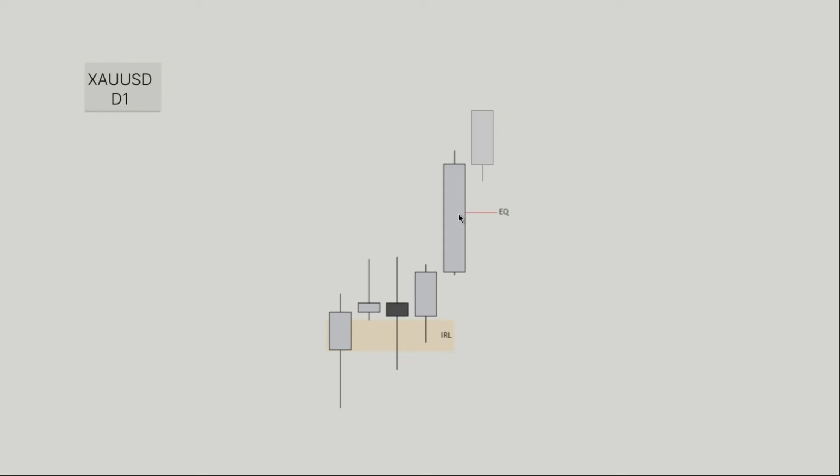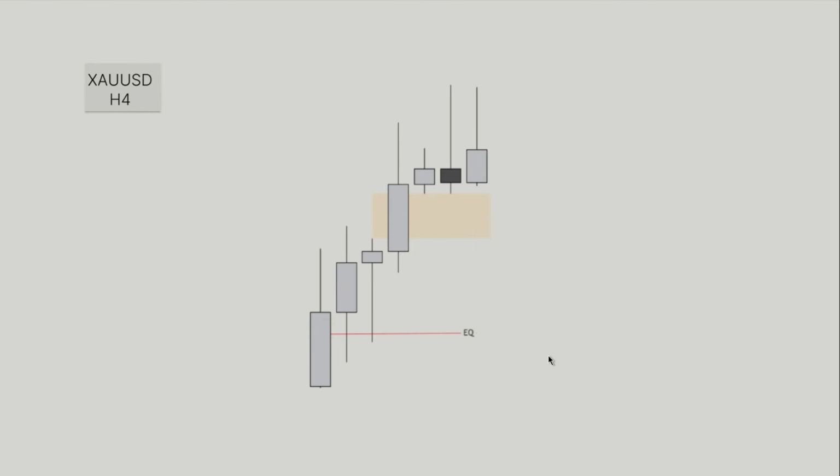Now, in order to be part of that move, I marked out the equilibrium of previous day's candle. From there, I look for internal range liquidity inside that previous day's range, preferably at or above the equilibrium level, to trade away from in the direction of the higher time frame trend. Dropping down to the 4-hour chart, just above that equilibrium level, we can see a 4-hour fair value gap that we can trade away from.